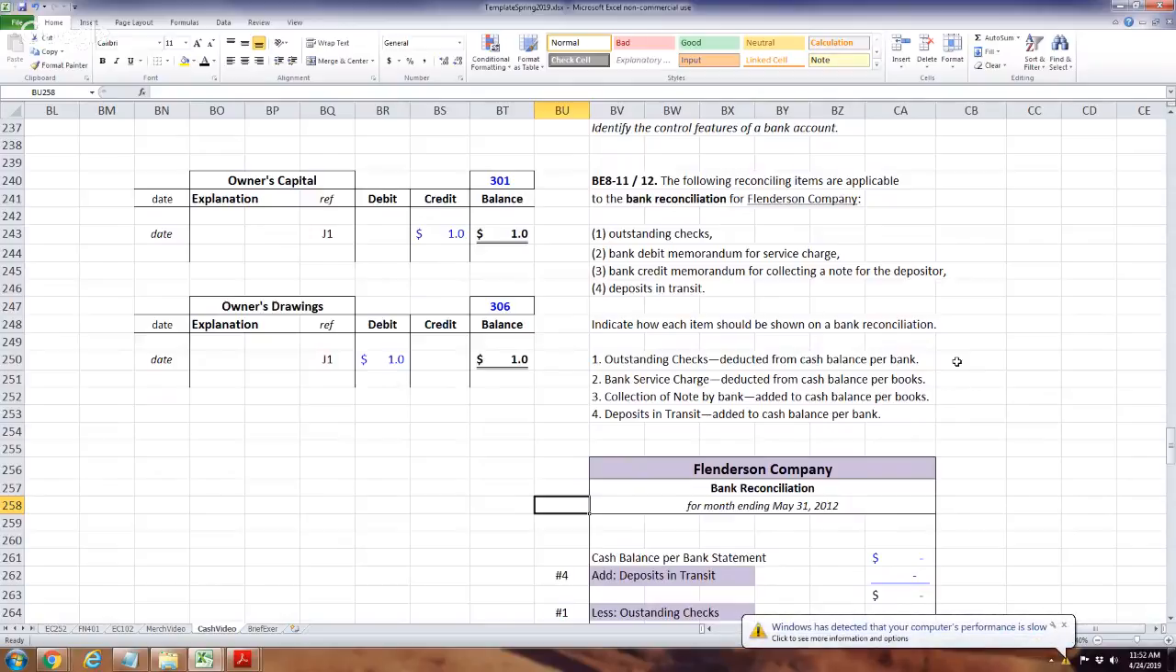I have to acknowledge a charge from someone else. So on my books, the books is the person. The bank is their records. Collection of note by the bank. Again, the bank's letting me know that I didn't make a collection on this debt, this liability, but they did it for me, and I just have to recognize that. And deposit in transit, again, it's who needs to be notified. Deposit in transit and outstanding checks, the bank needs to be notified. Service charge and collection note, I need to be notified.